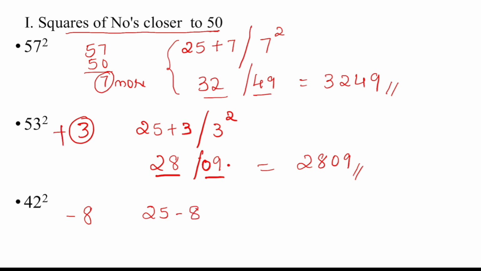Before, they were more, so we were doing plus. Since here it is less, we have to deduct it, and put a bar. So, how much less was it? It was 8. So, write here 8 square. Okay. So, 25 minus 8 is 17 and 8 square is 64. So, join these two. It is 1764, the answer.